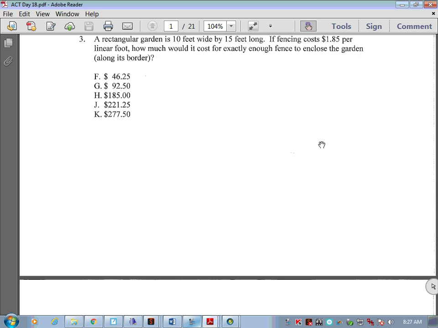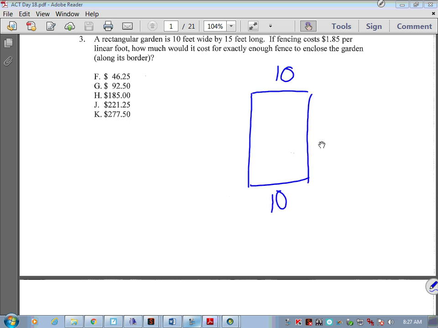Okay, a rectangular garden is 10 feet wide, 15 feet long. If fencing costs $1.85 per linear foot, how much would it cost for exactly enough fence to enclose the garden? Okay, so this is perimeter, right? So 10, 10, 15, 15. So you're at 20 and 30? So we'd have 50 feet.